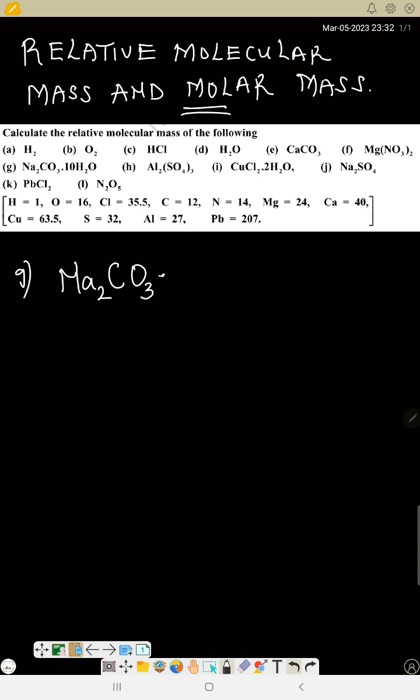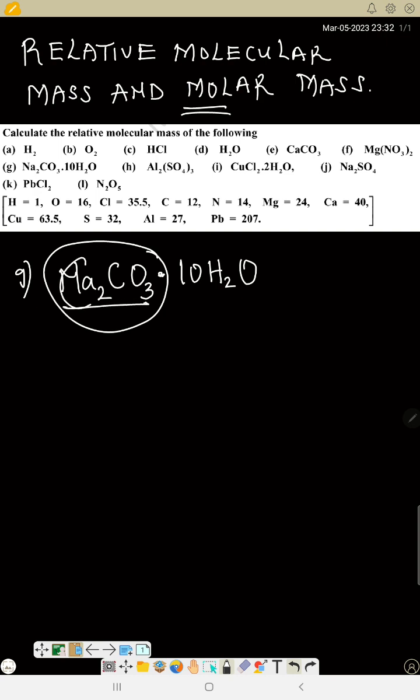Na2CO3.10H2O. Now this is sodium carbonate, that is sodium trioxocarbonate(IV). Because this is Na, sodium, and CO3 is carbonate or trioxocarbonate(IV), so this is sodium trioxocarbonate(IV). Now 10 is deca, so water is hydrate or aqua, so this is sodium carbonate decahydrate.